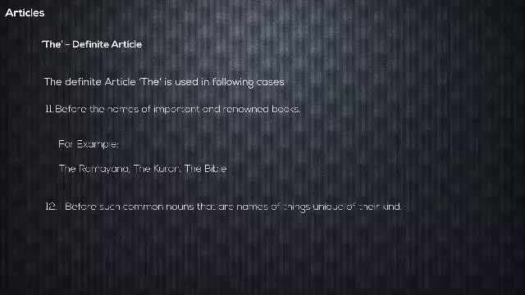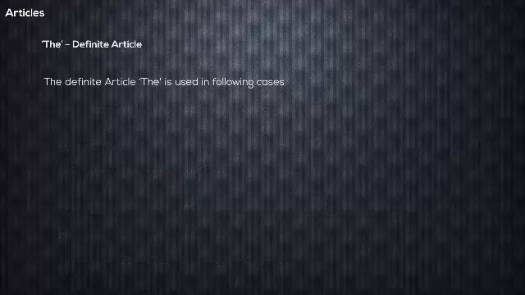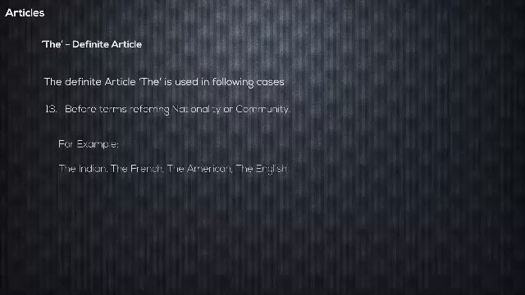Twelfth, before such common nouns that are names of things unique of their kind. For example, the sun, the earth, the world, the environment. Thirteenth, before terms referring to nationality or community. For example, the Indian, the French, the American, the English.